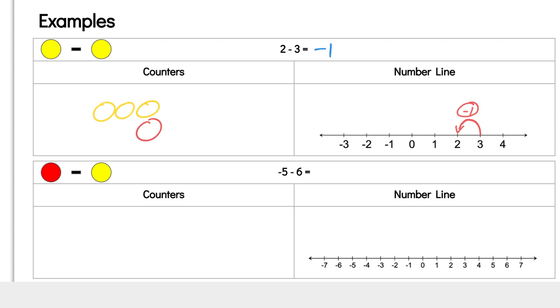This time we're looking at -5 minus 6. So if we start at 6, what would we have to add to get to -5? So we start with 6 counters. 1, 2, 3, 4, 5, 6. And what would I have to add to get to -5? Well, I have to add 1, 2, 3, 4, 5, 6 just to get to 0. And then to get to -5, I have to add more. 1, 2, 3, 4, 5.